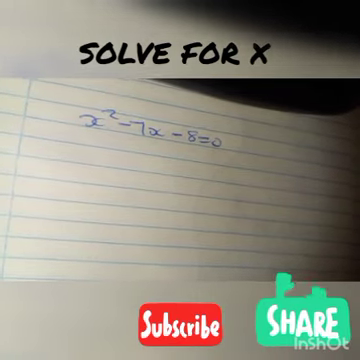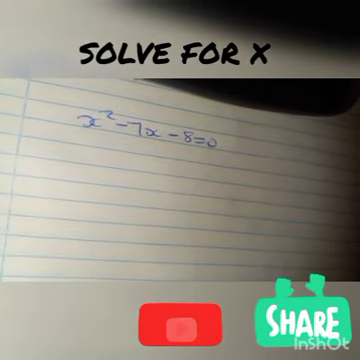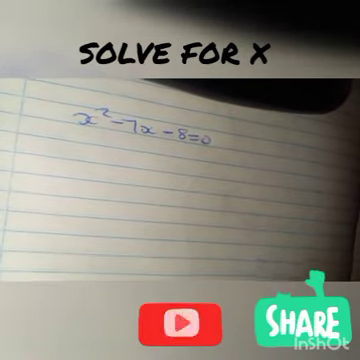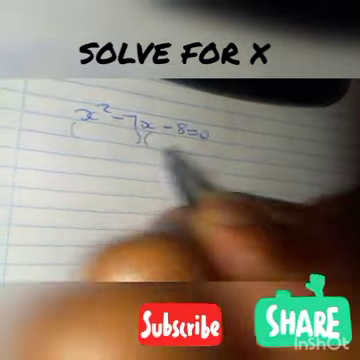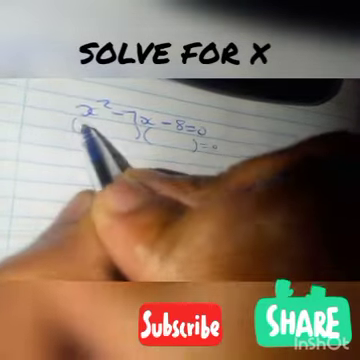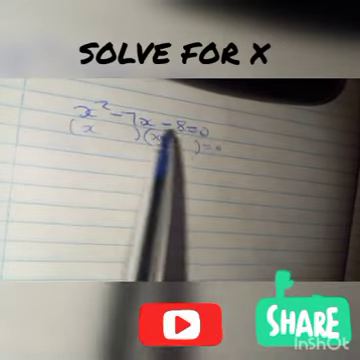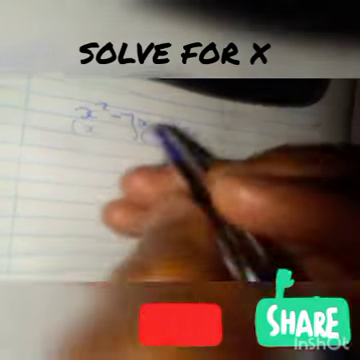In today's equation, we're going to be working with a quadratic equation. So how do we solve this equation? First of all, we're going to factorize. We look for two numbers that when you add them, they give you minus 7. When you multiply them, they give you minus 8.